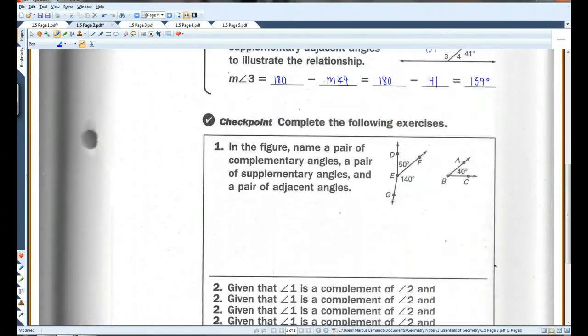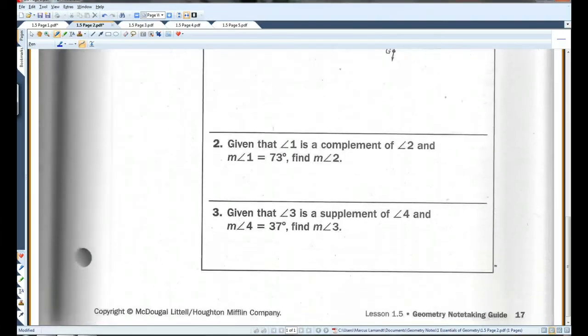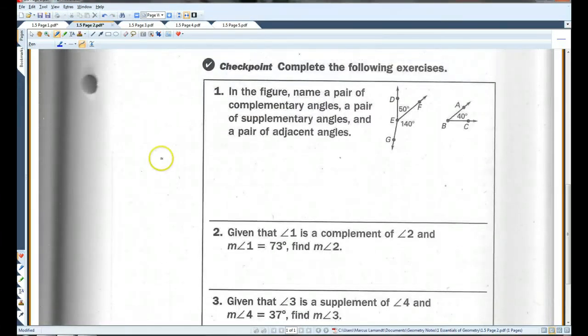Okay, checkpoint. Go ahead and pause the video here and try these 3. And then when you're ready, go ahead and move on.